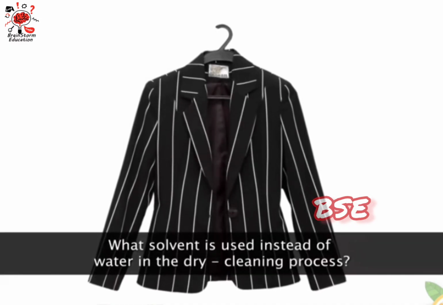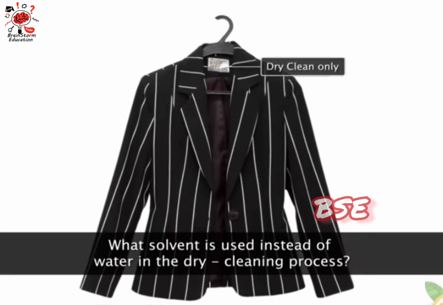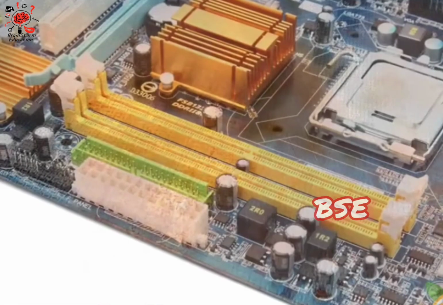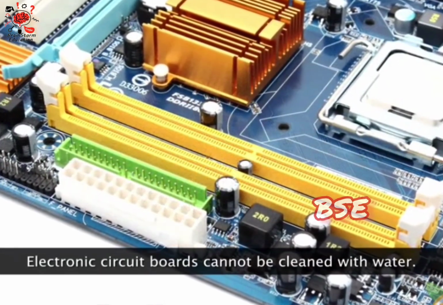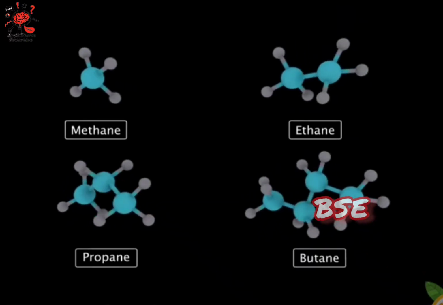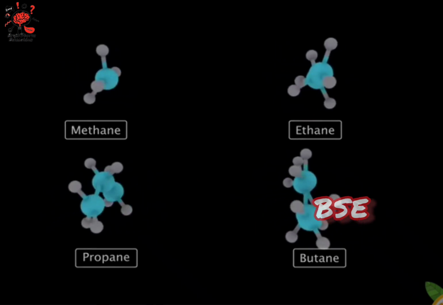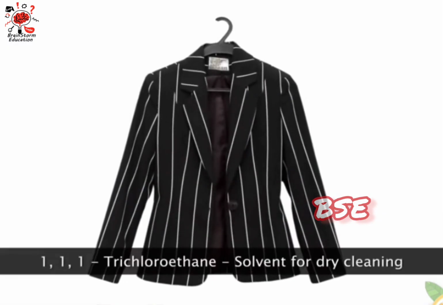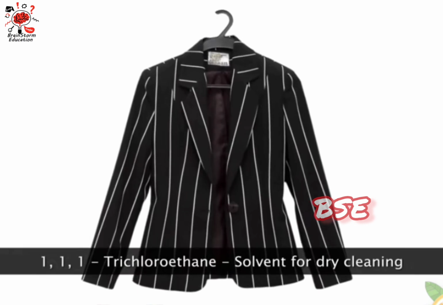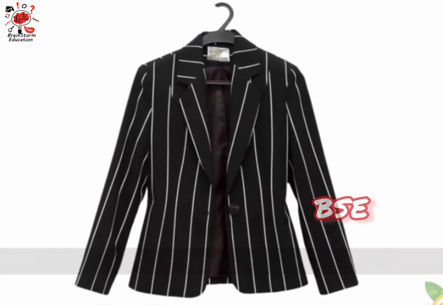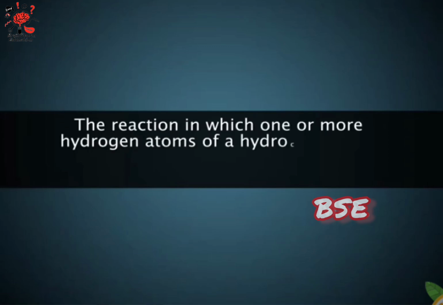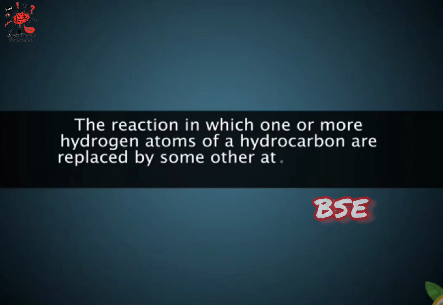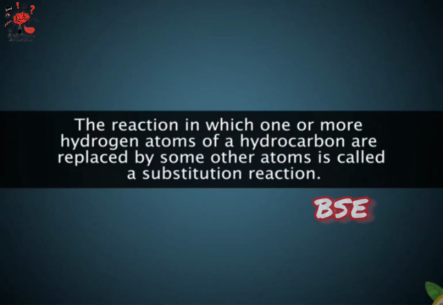Many fabrics cannot be washed with water and need to be dry cleaned. Special solvents are needed to clean electronic circuit boards. How are these solvents prepared? Alkanes are unreactive to most reagents. However, alkanes can take part in substitution reactions and form important compounds. A reaction in which one or more hydrogen atoms of a hydrocarbon are replaced by some other atoms is called a substitution reaction.